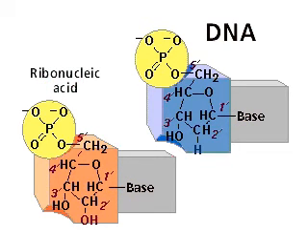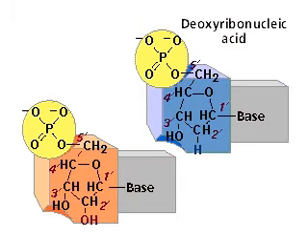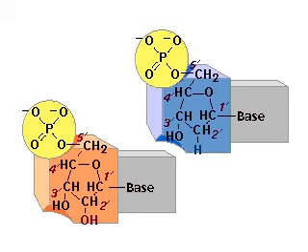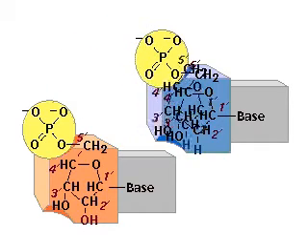RNA stands for ribonucleic acid. Ribose is the sugar in ribonucleic acid. An OH group is bound to the carbon at the 2' position in ribose. DNA stands for deoxyribonucleic acid. Deoxyribose is the sugar in deoxyribonucleic acid. Deoxyribose is very similar in structure to ribose. To form deoxyribose, the 2' carbon of ribose is deoxygenated, leaving only hydrogen.